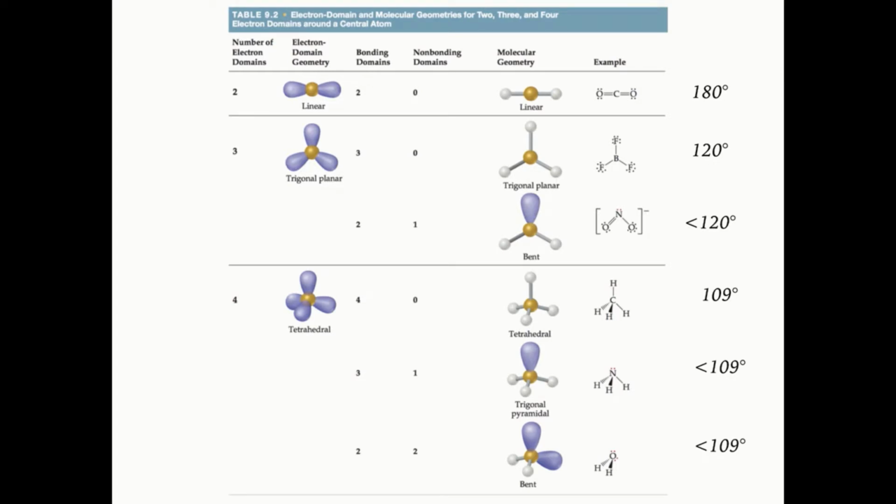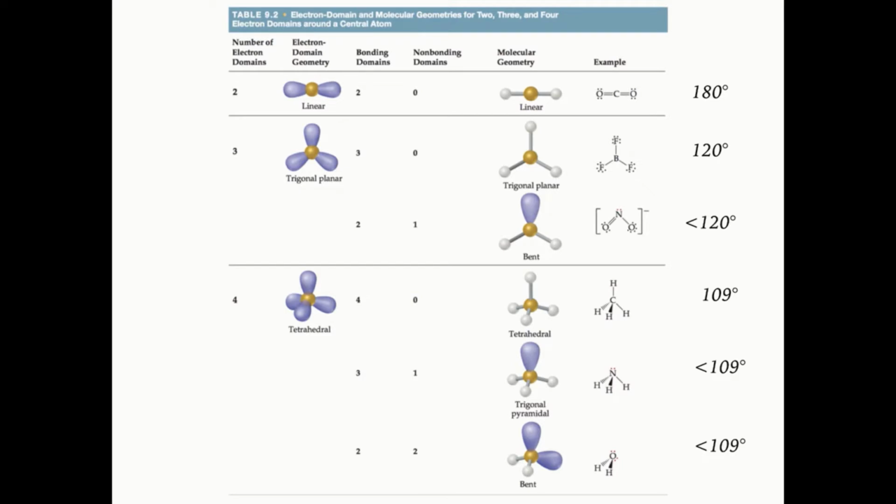If you have 4 electron domains, your electron domain geometry is tetrahedral. So there are 3 different options here that we care about. The first one is if you have 4 bonding domains and 0 non-bonding domains. In that case, the molecular geometry is going to be tetrahedral, okay? And the bond angle is going to be 109.